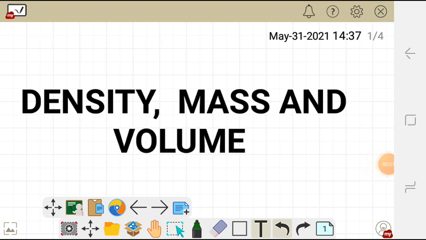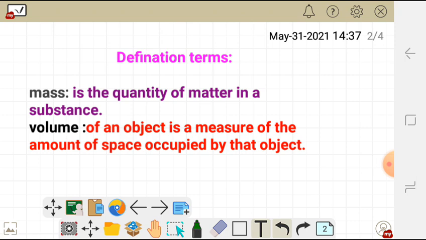In this video, I'm going to look at density, mass, and volume. But before that, let's know what density, mass, and volume are. Mass is the quantity of matter in a substance.